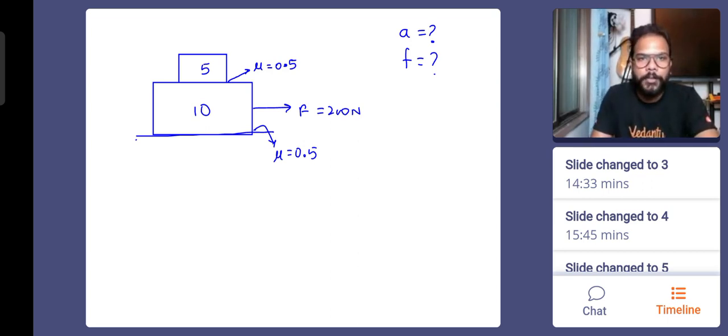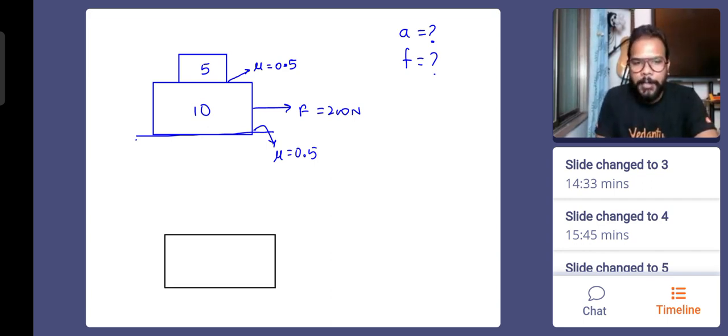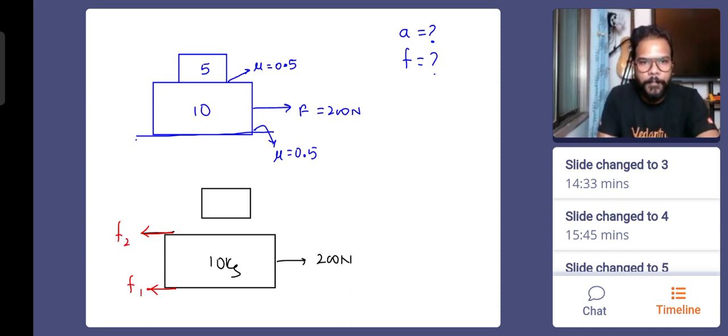ओके, तो सबसे पहले तो उस ब्लॉक का फ्री बॉडी डायग्राम बनाते हैं. विशेष, डू यू अंडरस्टैंड हिंदी? गुड. तो पहले उस ब्लॉक का फ्री बॉडी डायग्राम बनाएंगे जिस पे फोर्स लगाया है. सो दिस इज 200 न्यूटन फोर्स. तो इसको दोनों जगह से फोर्स ऑफ फ्रिक्शन मिलेगा. नीचे वाली सरफेस से भी मिलेगा, ऊपर वाली सरफेस से भी मिलेगा. तो मान लो यहाँ से F1 मिलता है और यहाँ से F2 मिलता है.